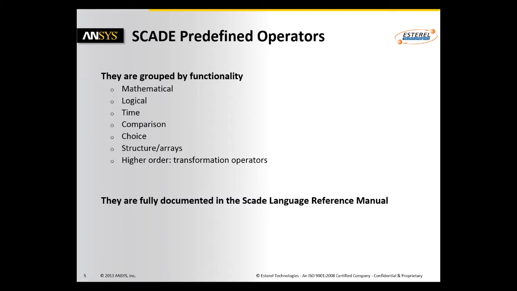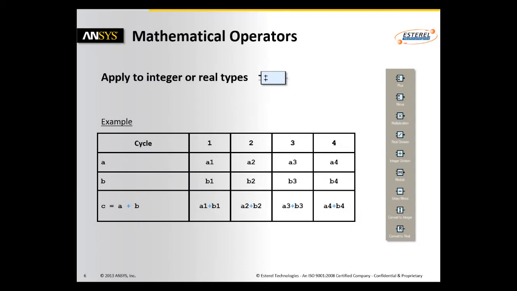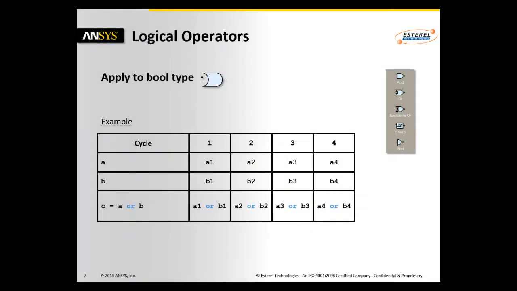Let's go through the categories of operators. The mathematical operators include the basic mathematical operations, plus, minus, etc. Both arguments must be of the same type. For instance, you can add an integer and an integer. The logical operators are also standard: and, or, XOR, not. They apply to booleans.